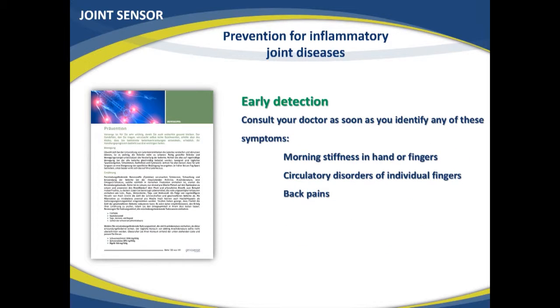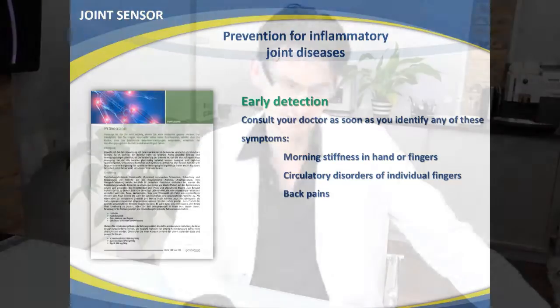And then it's important to have early detection to get immediate treatment. So the recommendation is to consult your doctor as soon as you identify the symptoms, which are morning stiffness in hands and fingers, circulatory disorders in fingers, so some fingers remain colder, for example, or back pain. Especially if you have a higher risk, you should look out for these symptoms and then talk to your doctor, to get the right treatment in time. And this is the end of chapter 52.